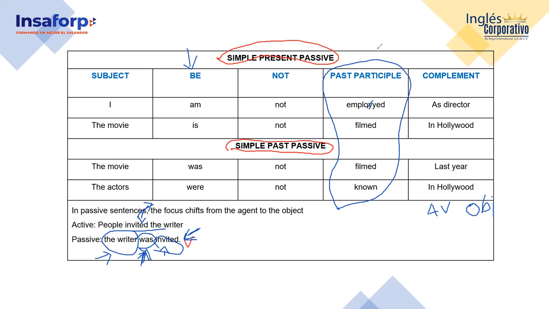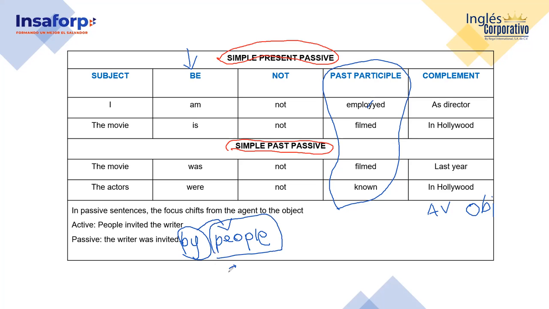¿Y qué se hace people? ¿A dónde dejé people? By people. Okay, muy bien. Sometimes we write here by, I'm going to write people. Whenever I write by, it is because I'm going to write down the agent. Gramaticalmente, a esto que se escribe aquí se le conoce como agent.